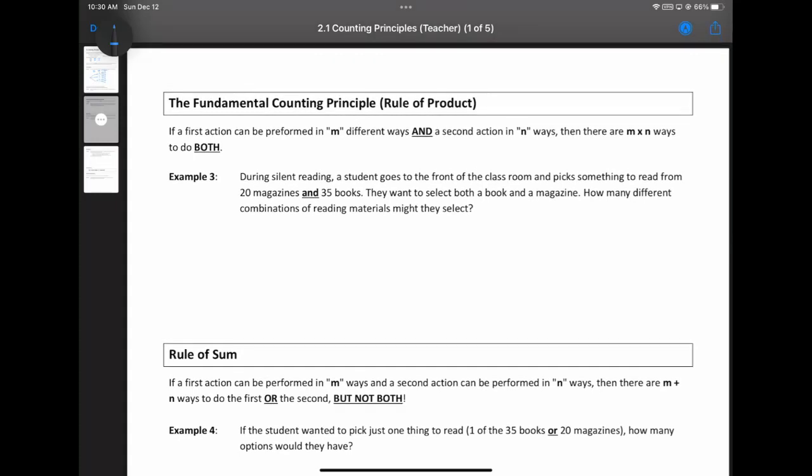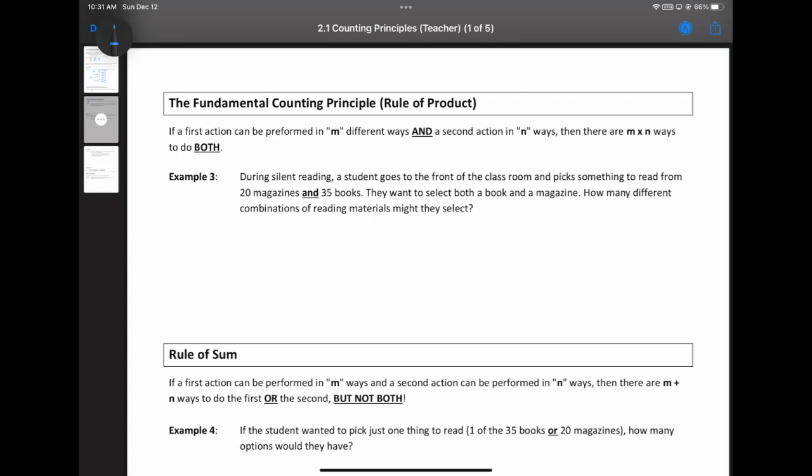Okay, so as an example, during silent reading, a student goes to the front of the classroom and picks something to read from 20 magazines and 35 books. They want to select both a book and a magazine. How many different combinations of reading material might they select?